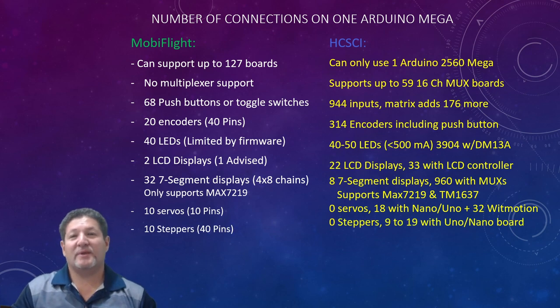All right, stepper motors on MobiFlight, you can have up to 10, and they take up 40 pins. So apparently each one takes up 4 pins. With a Hicksee, you cannot connect any stepper motors directly to the Mega. If you use a Nano or Uno as a stepper controller board, you can have up to 9 to 19 of them, depending on if they have zero set position sensors. The position sensor will use one pin, so how many you can put on there depends on how many of them have a zero position sensor.